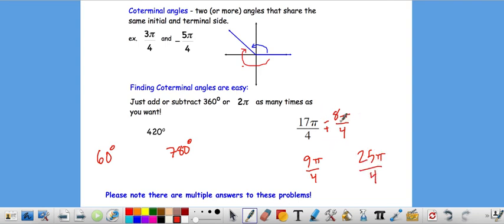So that might be a little more foreign to us, but it's the same idea as adding or subtracting 360 because 2 pi is 360. It's just we would need a common denominator if we were going to do it without a fraction. And that really wraps us up for 13.2. So it's just some new vocab and a new way to look at angles.